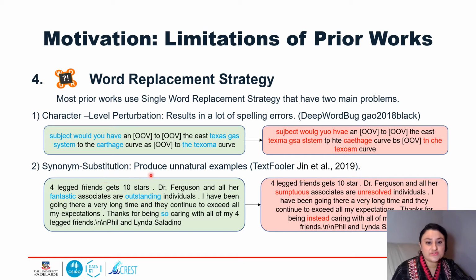Similarly, synonym substitution solely produces unnatural examples. For example, replacing fantastic associates with outstanding individuals, with substitute associate and unresolved individuals, is grammatically incorrect. Similarly, replacing so with instead in this sentence is grammatically incorrect.